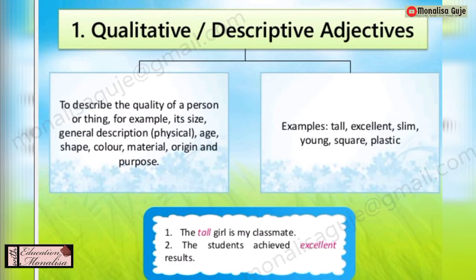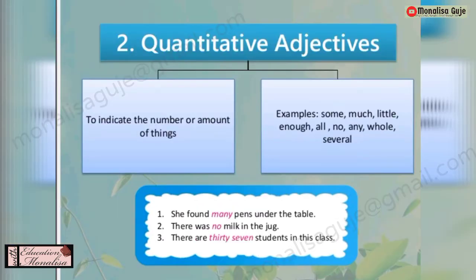Let's see the example. The tall girl is my classmate. How is the girl? The girl is tall. So it is the quality of the girl. The student achieved excellent results. So how were the results? They were excellent. So you have to copy the definition and the two examples.